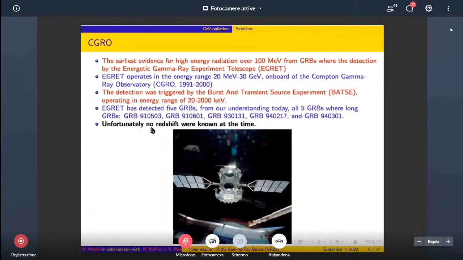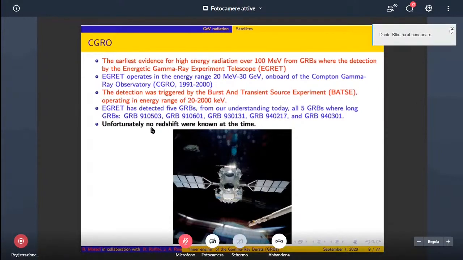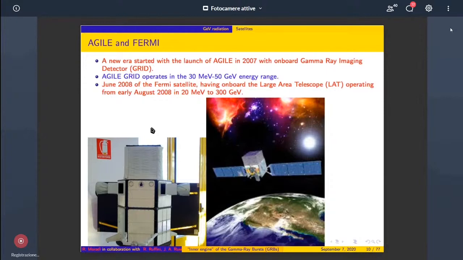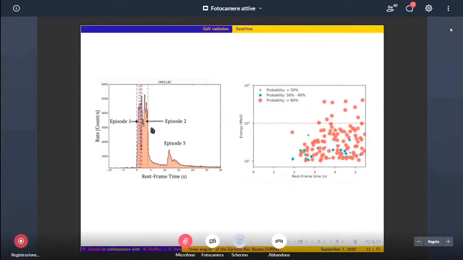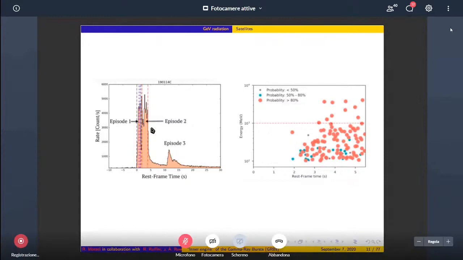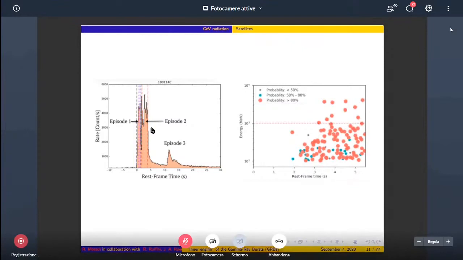As you can see, these are the satellites that have been used for the gamma radiation. It has been reported for many sources, but here we use only the Fermi LAT, and for the TeV radiation we use the MAGIC telescope. For the prompt emission, we focus on the Fermi GBM detector. So as you can see, the left panel is the count rate of GRB 190114C as observed by the Fermi GBM, and the right one is the rest frame time versus the energy of the high energy photons observed by the Fermi LAT, from 0.1 to 100 GeV.